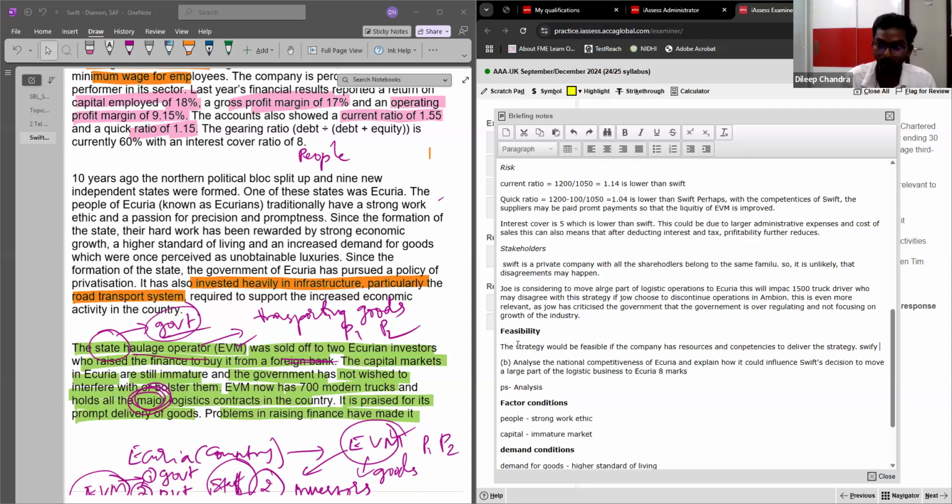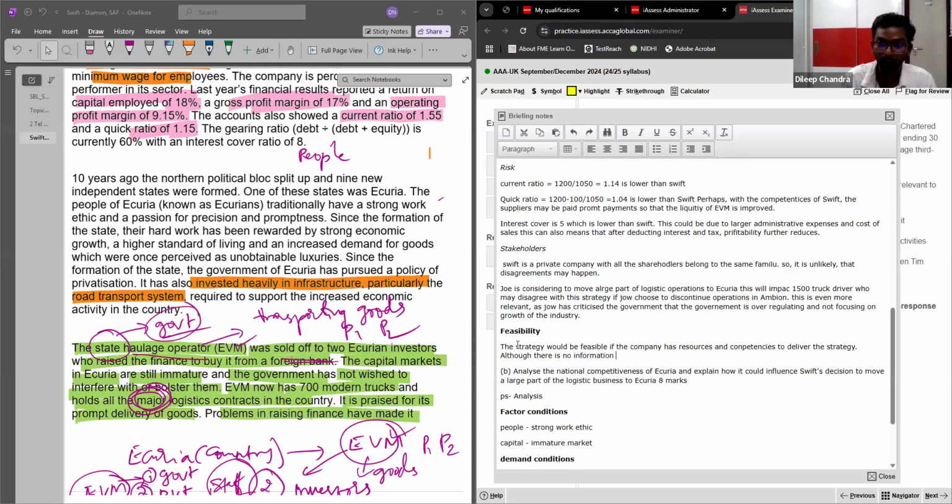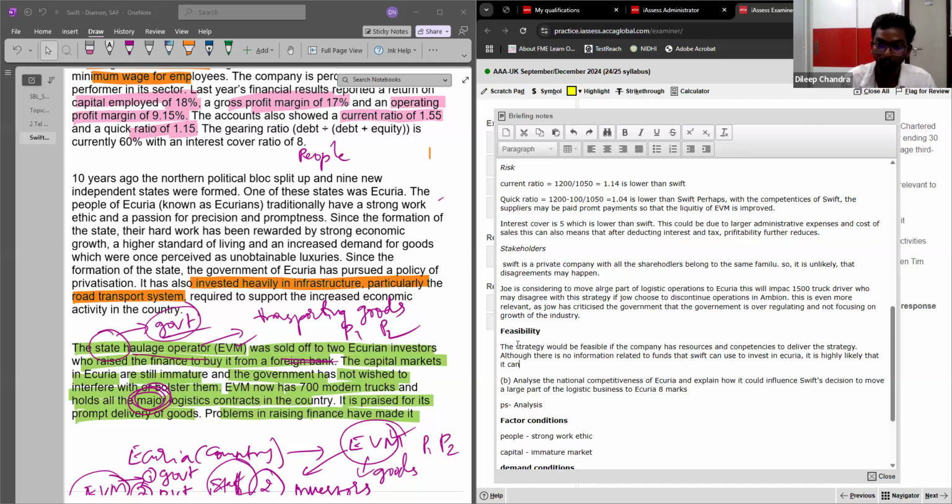Swift, although there is no information related to financial resources or funds that Swift can use to invest in Equaria, it is highly likely that it can use its competencies to make the strategy a successful one. Feasibility done.